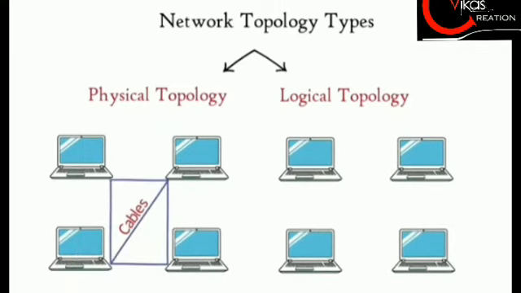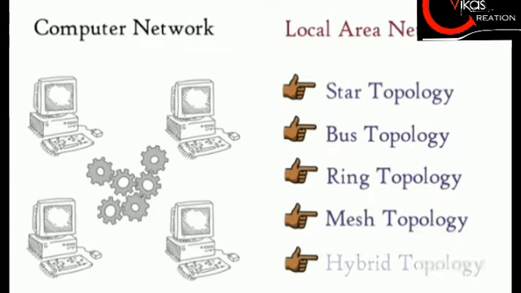The most common computer network used to interconnect physically distributed computers is the local area network, which has three main topologies: star topology, bus topology, and ring topology. Others are mesh topology and hybrid topology.